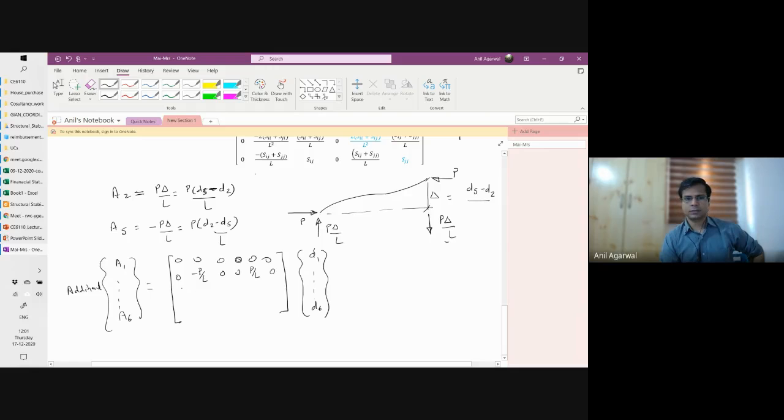D3 is not affected. D4 is not affected. D5 again is affected. How? It has an additional P by L in the second degree of freedom, and that it has minus P by L in the fifth degree of freedom. Okay. Then D6 is not, A6 is not affected. So this will be your additional stiffness matrix because of sway.